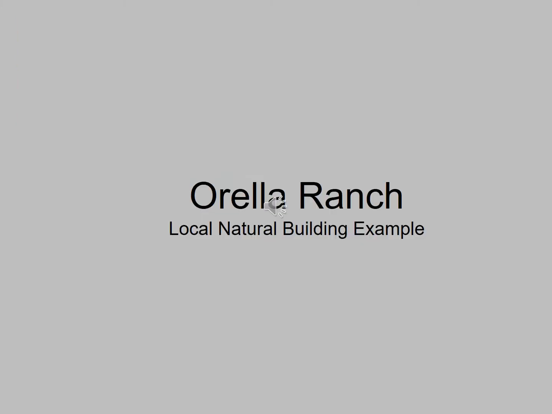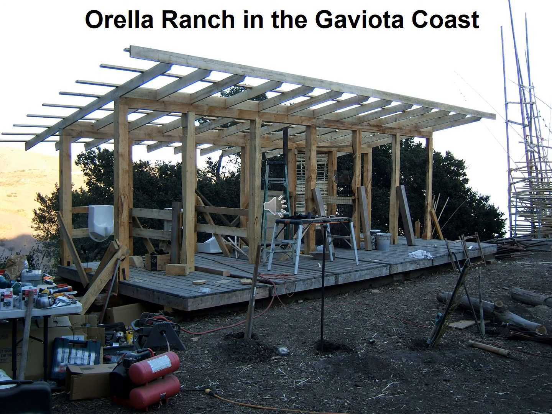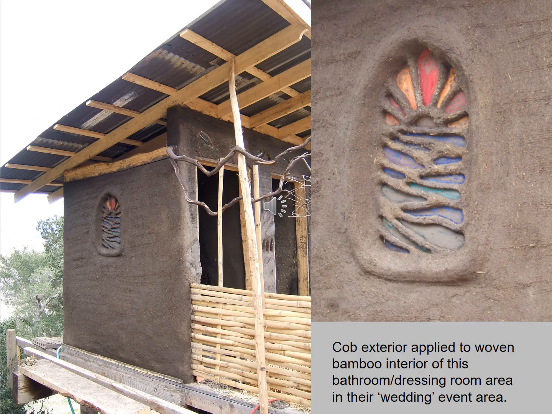Let's look at a few images from Aurelia Ranch here on the Gaviota Coast, and some of the natural building examples they have created there at their event venue that I showed you a little while previously in this same lecture. They built a multi-stall dressing room and bathroom for when they do have public events on site, music, concerts, weddings. They needed that, so they started off with a timber framed building. There are lots of different variations of these natural building methods.